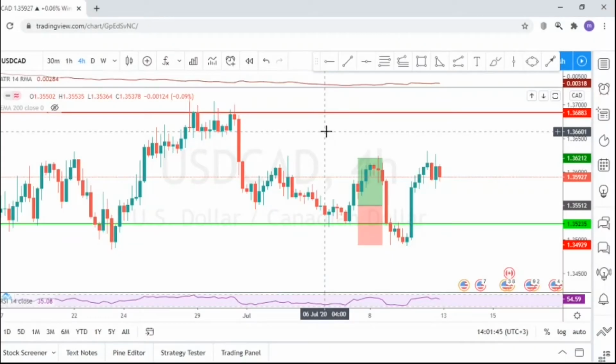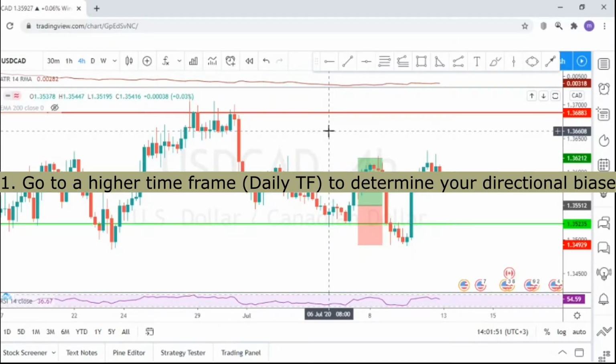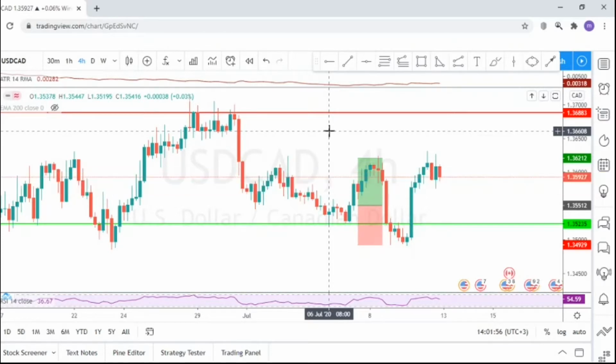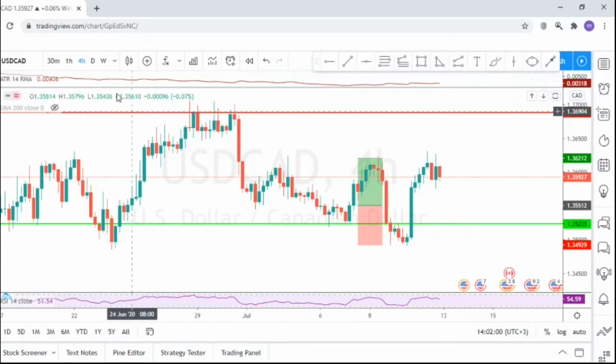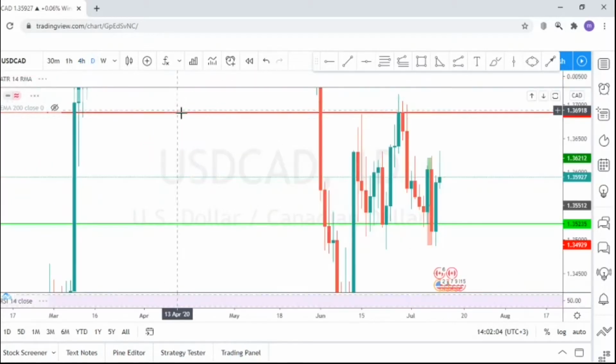The first step to becoming a profitable price action trader is to go to a higher time frame, then identify your key levels of structure, and then after that you determine your directional bias. Let's go to a higher time frame. In this case, it's a daily time frame.